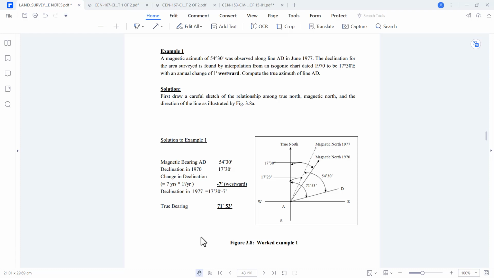So today I'm going to walk you through how we can solve this land surveying question. So get your pen and your jotter and let's work this one out.